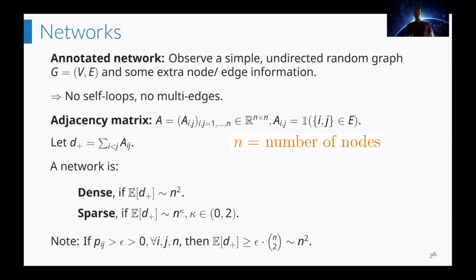For this talk, I will identify a graph with its adjacency matrix, which I denote by capital A. When we talk about random networks, we distinguish between two regimes. A network is called dense if the expected number of observed edges scales as n squared. On the other hand, it is called sparse if that number scales as n to the kappa with kappa strictly less than 2. A thing to point out here is that if we restrict the link probabilities in our network away from 0, then we will automatically be put in the dense network regime.